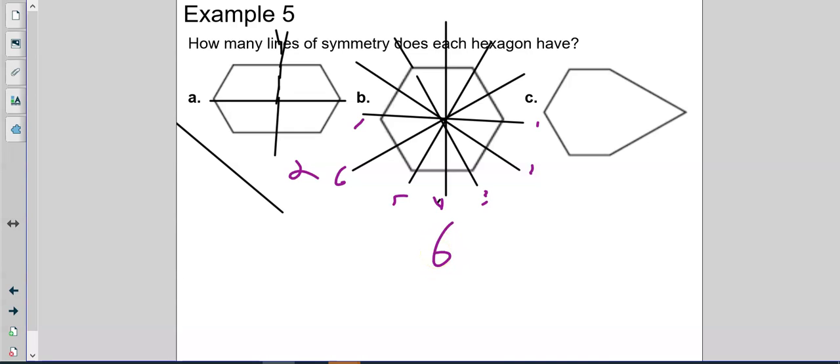And this last one, I really only have one choice. I can fold it top to bottom. That's it. So I have 1. That's it.